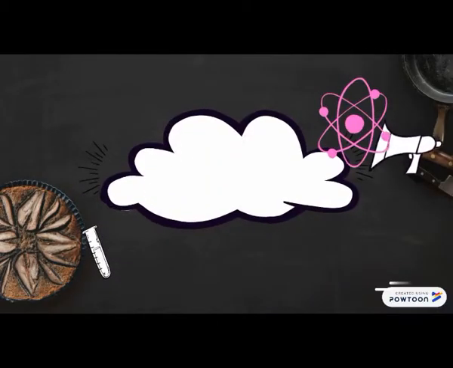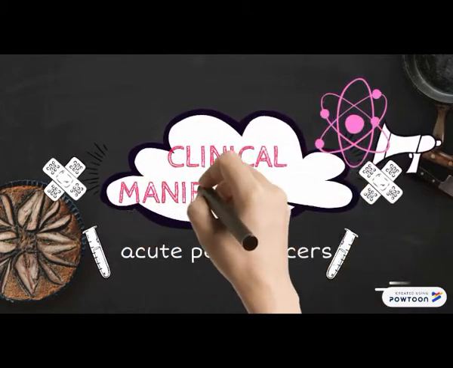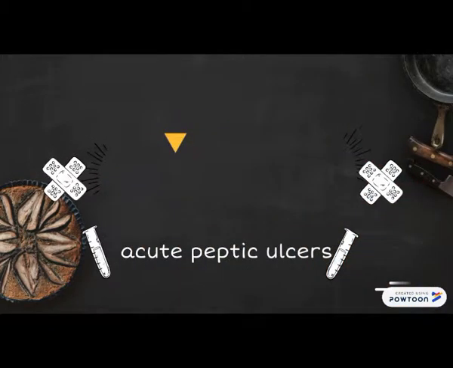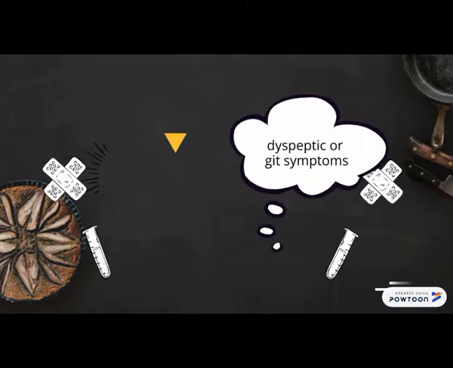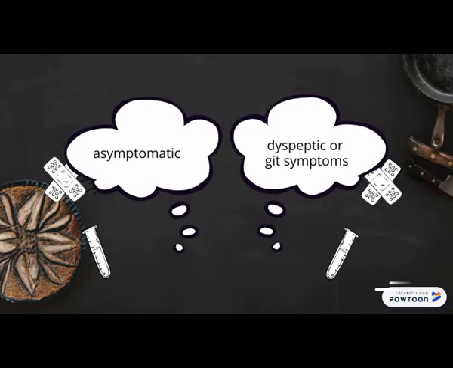Clinical manifestation of acute peptic ulcers. Peptic ulcers may present with dyspeptic or other gastrointestinal symptoms, or may be asymptomatic and present with several complications such as hemorrhage and perforation.